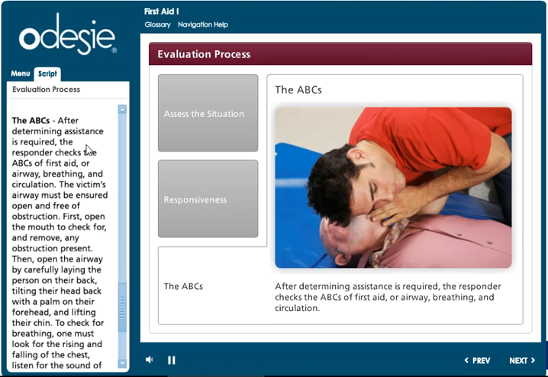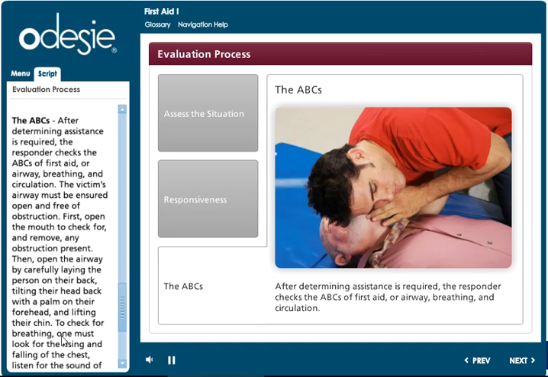After determining assistance is required, the responder checks the ABCs of first aid, or airway, breathing, and circulation. The victim's airway must be ensured open and free of obstruction. First, open the mouth to check for and remove any obstruction present. Then, open the airway by carefully laying the person on their back, tilting their head back with a palm on their forehead, and lifting their chin.